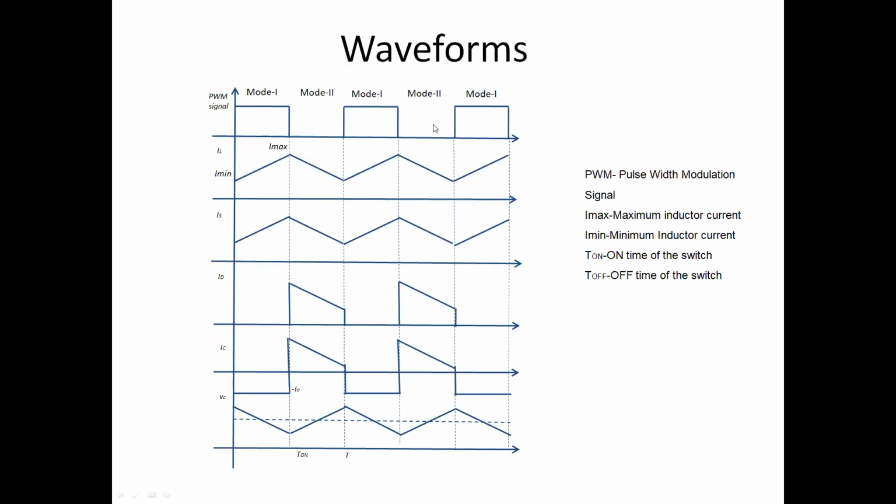The various waveforms for the boost converter during mode 1 and mode 2 are depicted here. The first waveform shows the PWM signal. The second waveform shows the inductor current, which rises from a minimum value to a maximum value during mode 1, and falls from the maximum value to the minimum value during mode 2. The third waveform shows the source current, which is the same as the inductor current waveform. The fourth waveform is the diode current. The fifth waveform is the capacitor current, and the last one is the capacitor voltage waveform.